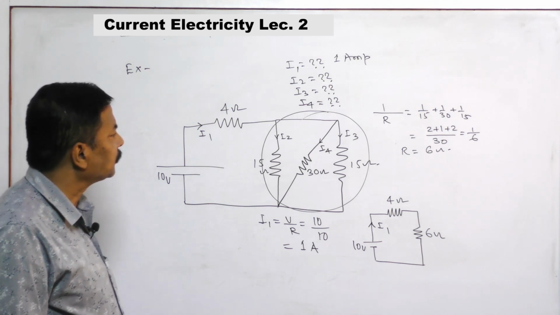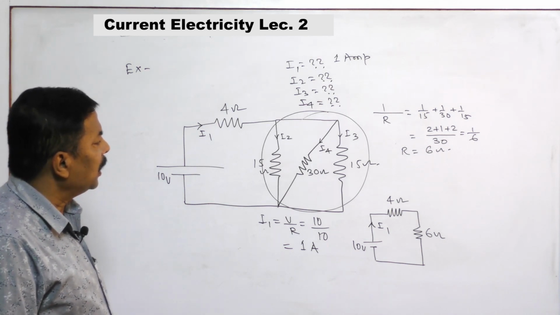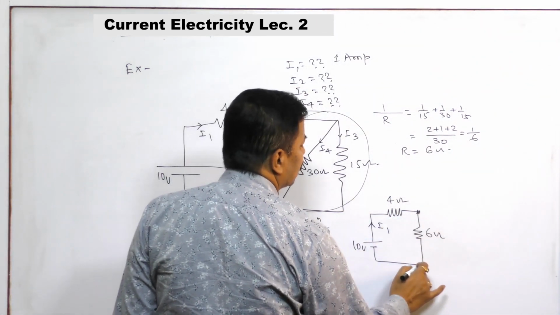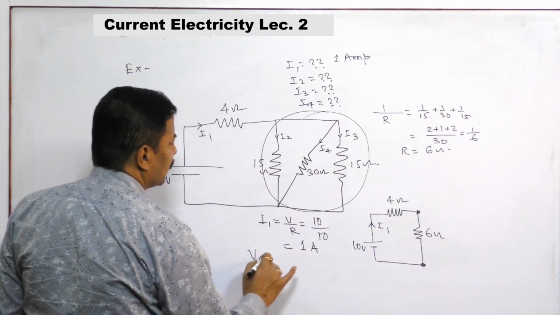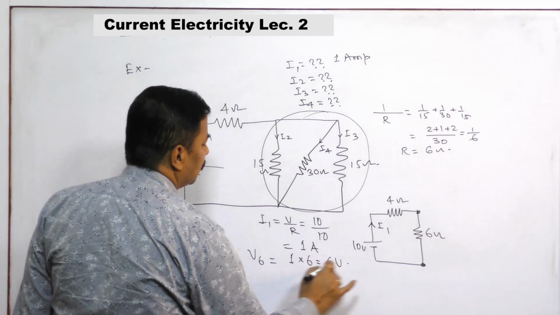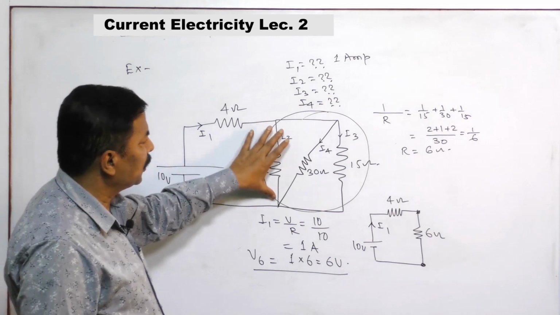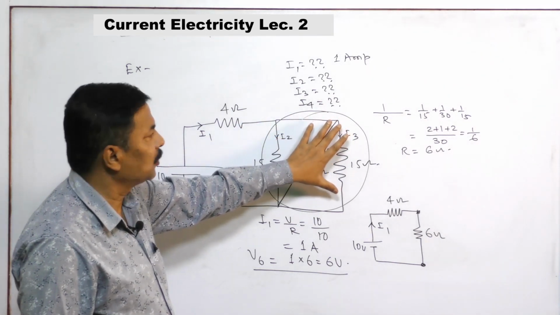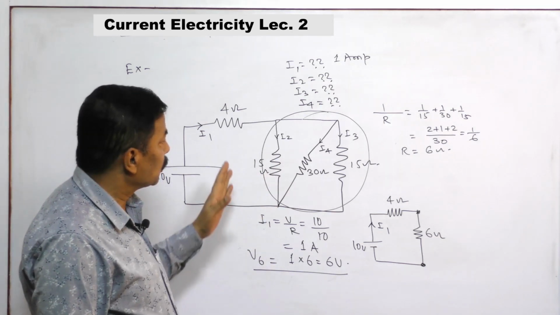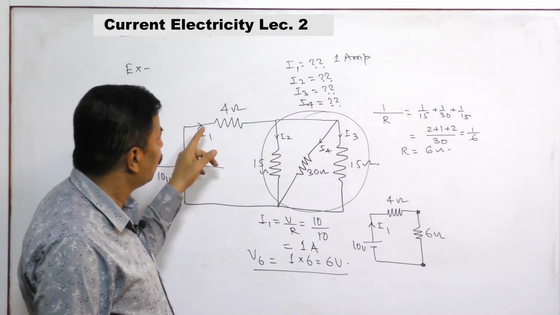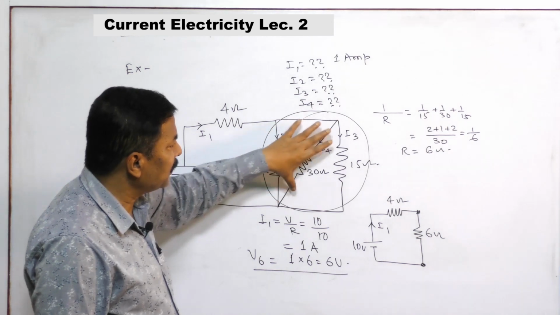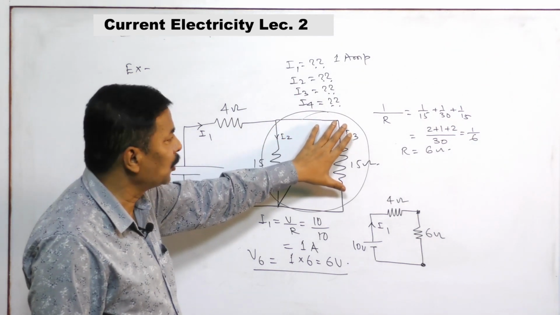Now, if we want the potential drop across this 6 ohm resistance, then V6 is equal to 1 ampere into 6, that is 6 volt. So here also 6 volt, here also 6 volt, here also 6 volt, because these three are in parallel, the voltage remains the same. So out of 10 volt, 4 volt is dropped here, so here it is 6 volt. Here also 6 volt potential difference.